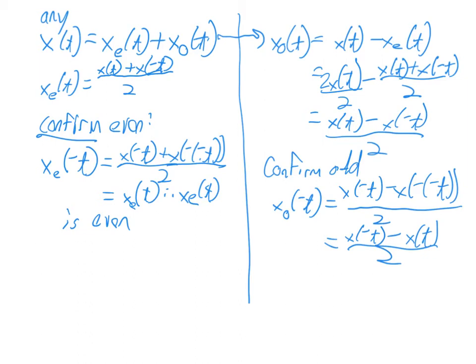And now we see the numerator here is x of negative t minus x of t. That's the negative of this here. I've switched the two terms being subtracted, so I have the negative. So that's the negative of this value, which means it's the negative of this equivalent value here. So what I end up with is negative x odd of t, and therefore I have confirmed that xo of t is an odd function.